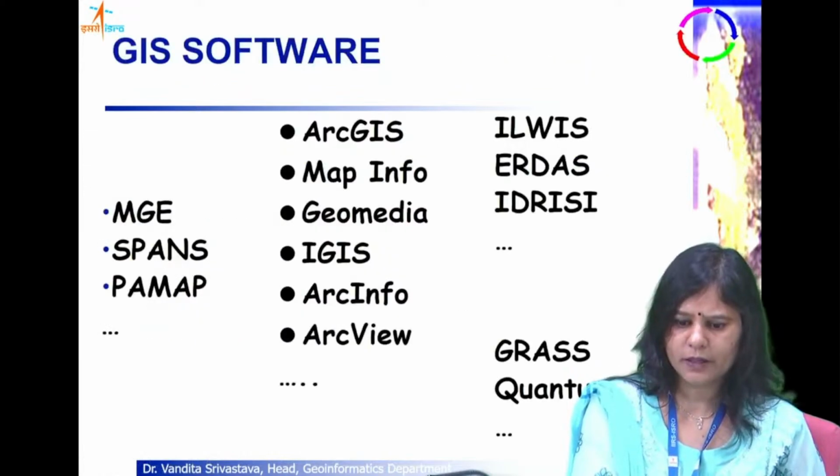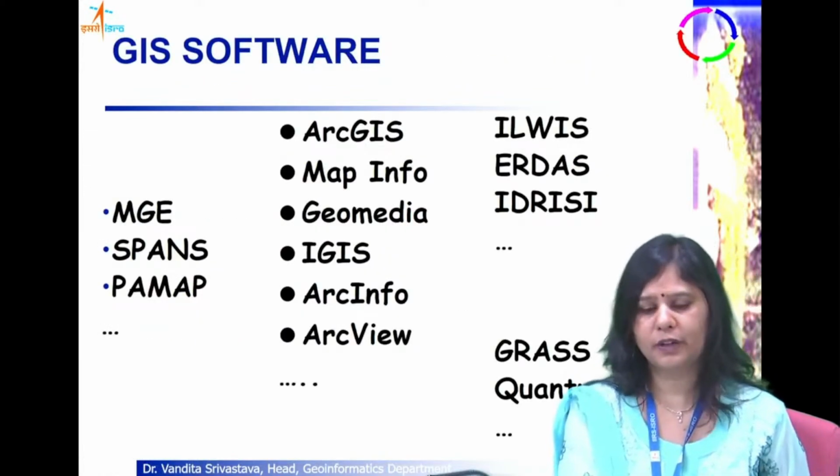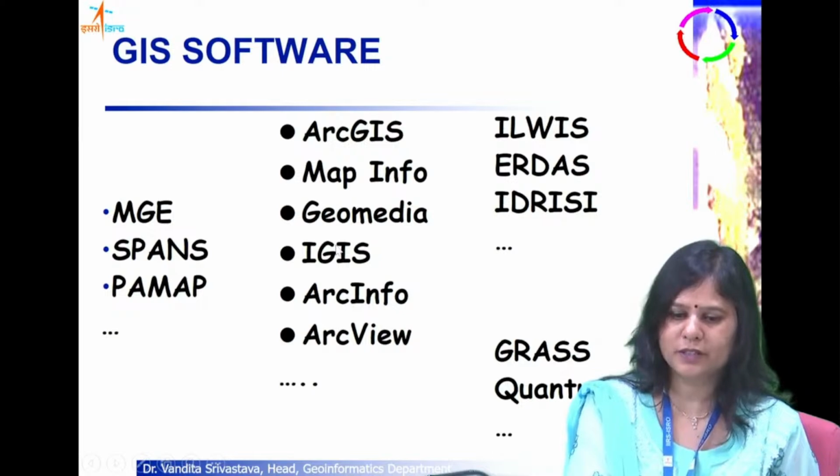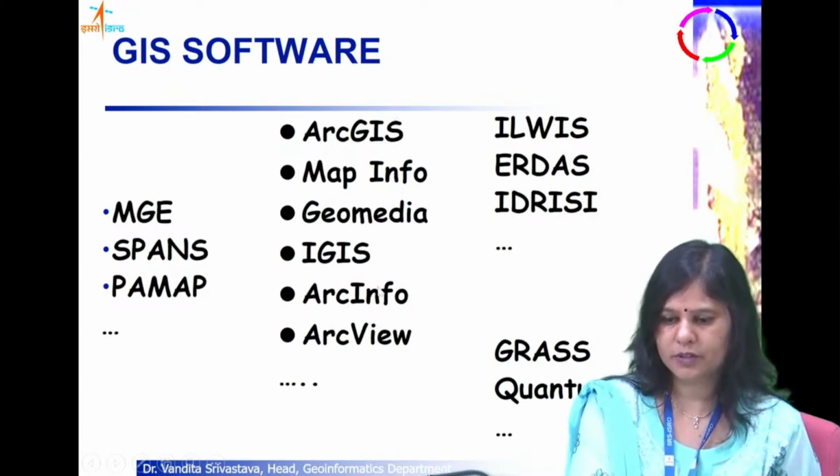So now this is a listing of various GIS softwares. These are very old GIS softwares. Now some of them have transformed into better versions, and these were some vector based GIS packages, but they also supported the raster processing.